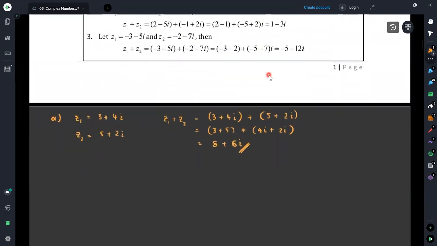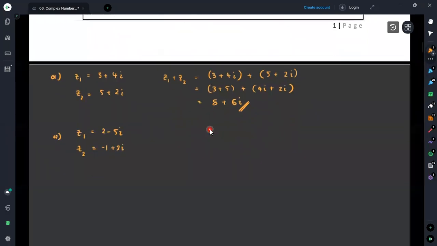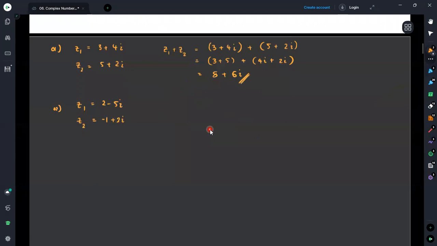Then in the second example, z1 equals 2 minus 5i, and z2 is given as minus 1 plus 2i. What we need to do is get the value of z1 plus z2, where z1 is 2 minus 5i and z2 is minus 1 plus 2i.